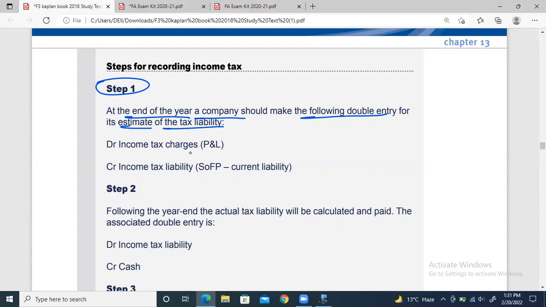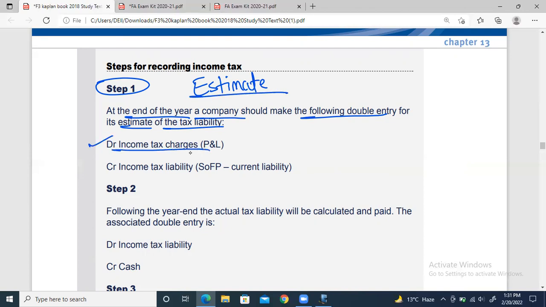What happens is that whenever a financial year is ending, the company makes a double entry for an estimate, because obviously right now we don't know what the actual liability is, right? So every company moves on with an estimate. Estimate is a key word over here. It is basically called the income tax estimate. So what is the double entry for that?